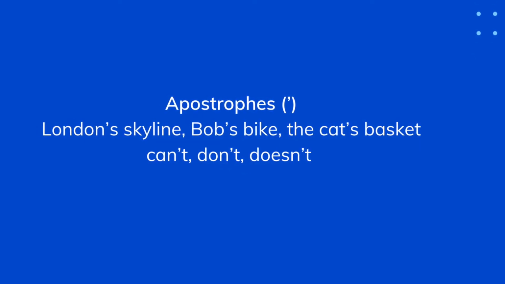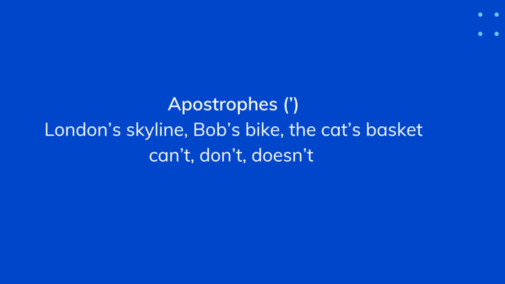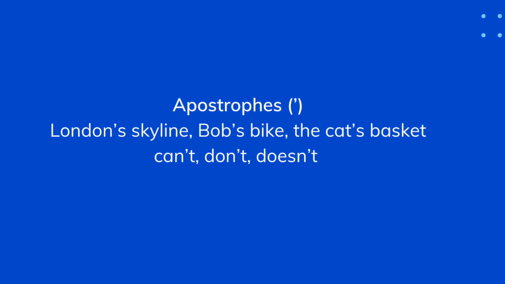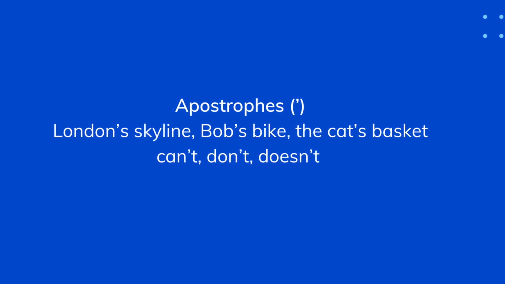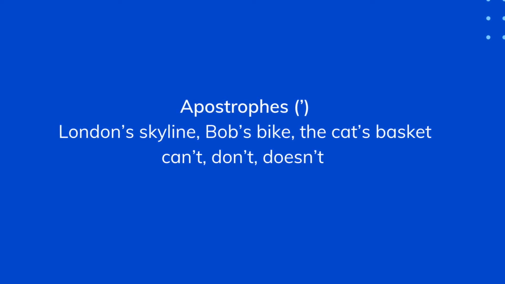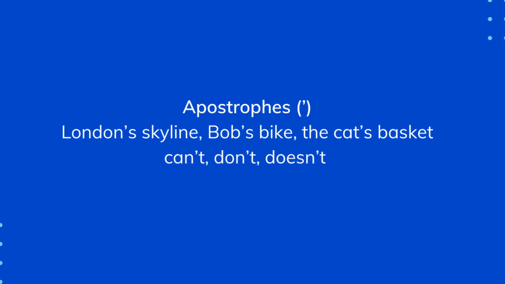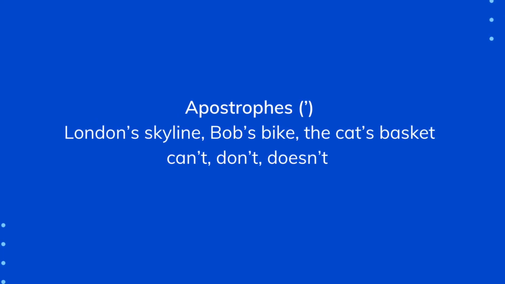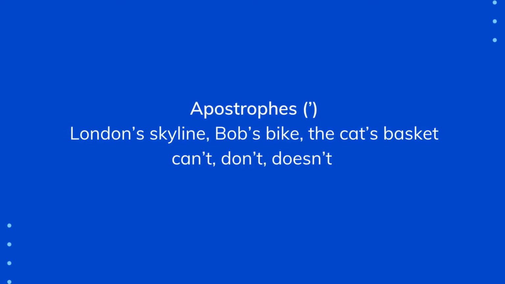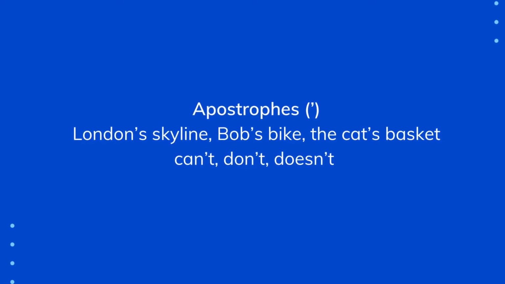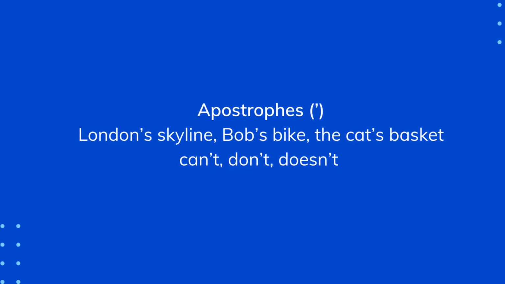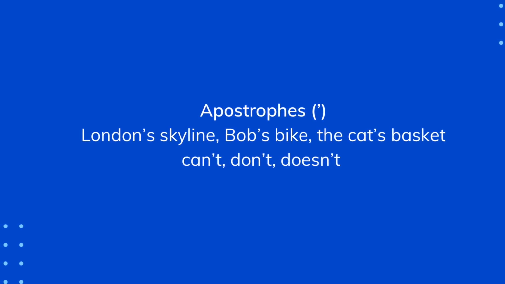Apostrophes are used to indicate possession, where they show that something belongs to someone or something else. For example, London's skyline, Bob's bike, the cat's basket. They are also used when two words have been contracted to form one word. For example, can't, don't, doesn't. In contractions, the apostrophe replaces the letters that have been removed.